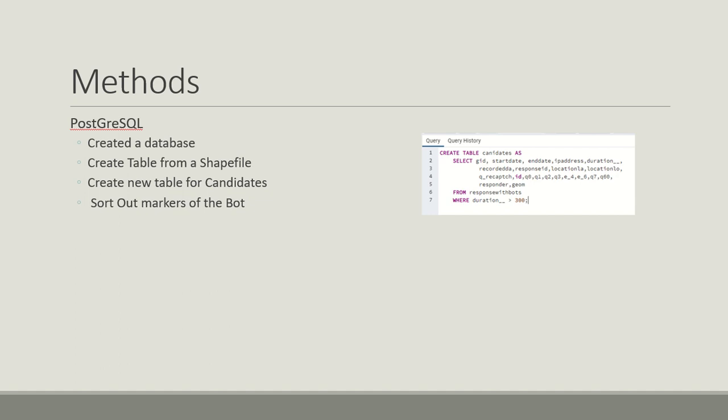Then I made a query to take the shapefile apart and start locating the candidates that could be human, or rather are human, and could be a part of the analysis. This is the first query I did. Create table. I selected all of the fields from the original table. The original table was responses with bots.